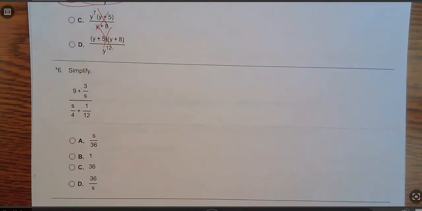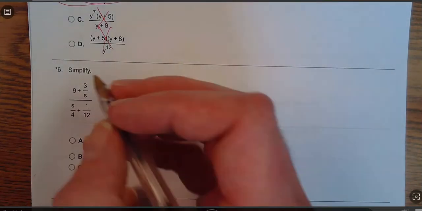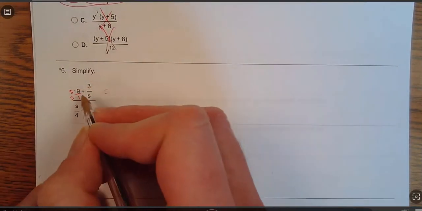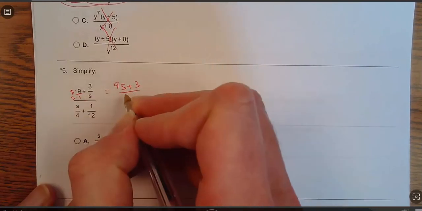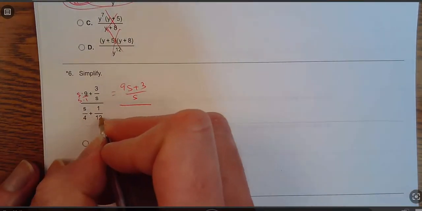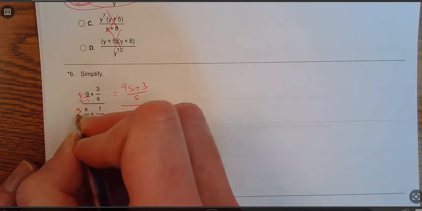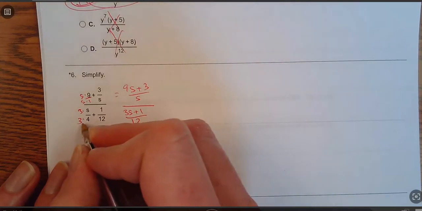Number 6, we have some complex fractions. So first off, on the top, I need to simplify it so it's a single fraction. Okay, so this guy, it's currently over 1, but if I multiplied by s over s, that'd be 9s plus 3 over s, because they're both over s, so I just put over 1s. This here, 12, would be my least common denominator, so I'm going to multiply by 3 on top and bottom, so it'd be 3s plus 1 over 12, because they're both over 12 now.